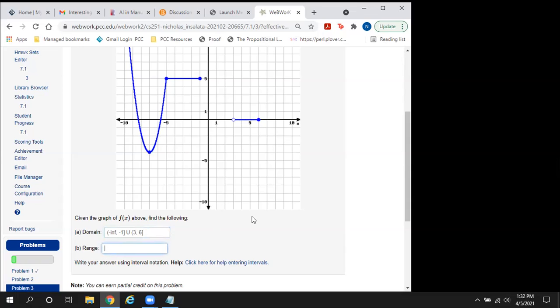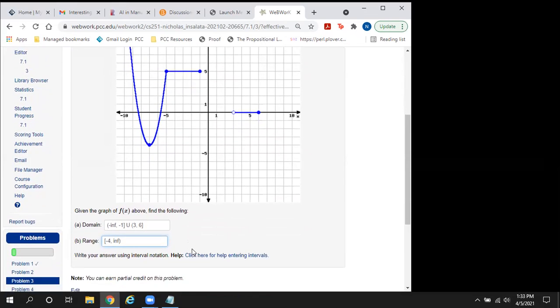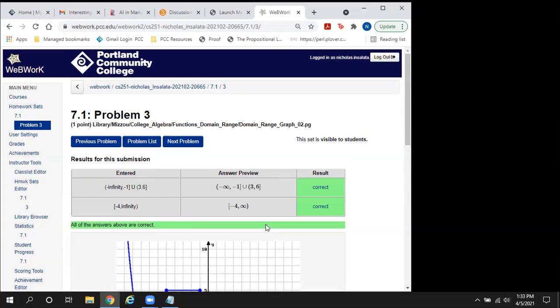Okay, so what about the range? What outputs can you get here? Good. -4 closed all the way up to infinity, which of course has to be open. Okay, let's see if we're right. Yep, looking good.